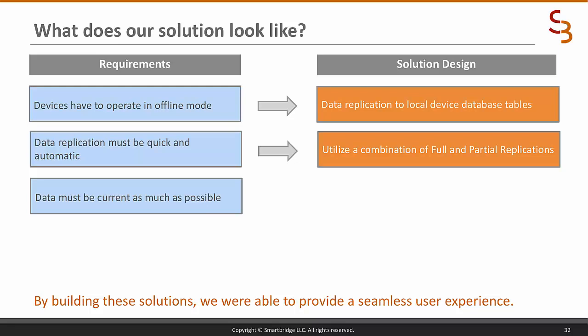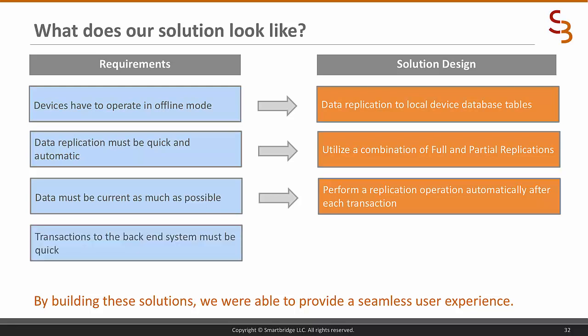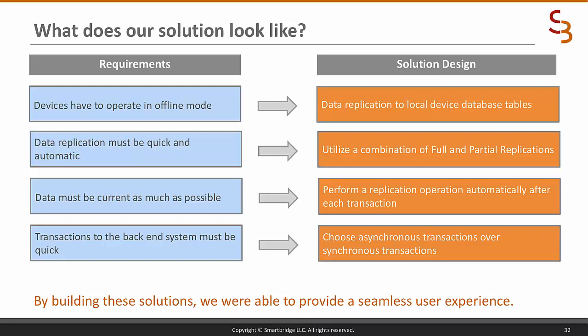Then in order to make sure our data is as current as possible, we made sure to perform our data replication operation automatically after each transaction. Since we're using partial replications, this operation can be run more frequently throughout the day without taking up too much time. And finally, our transactions to the backend system needed to be quicker, so we chose to use asynchronous transactions instead of synchronous ones. And by building all of these solutions into our application, we were able to provide a seamless user experience even when the user is offline.